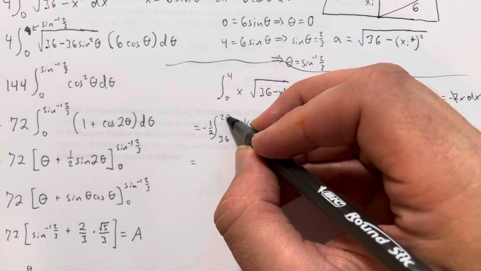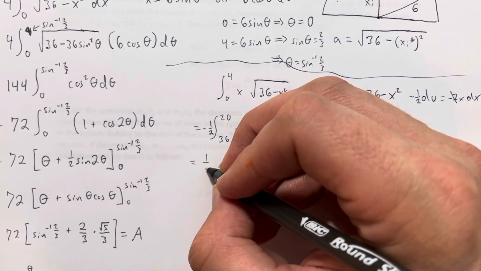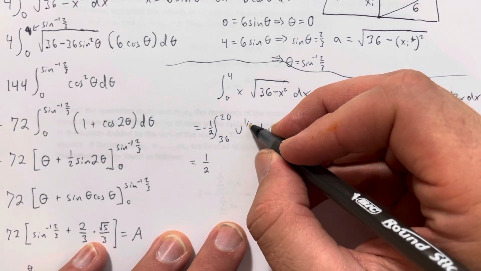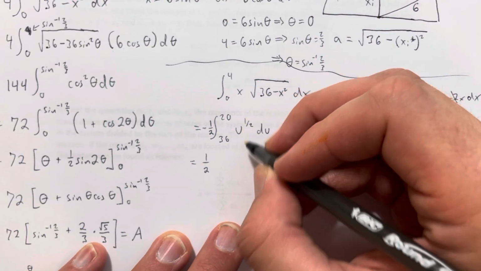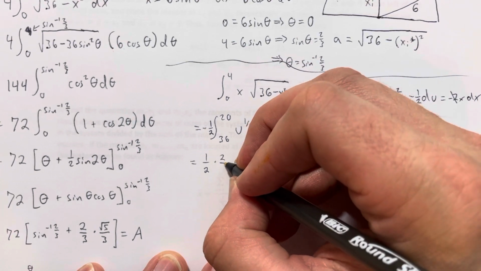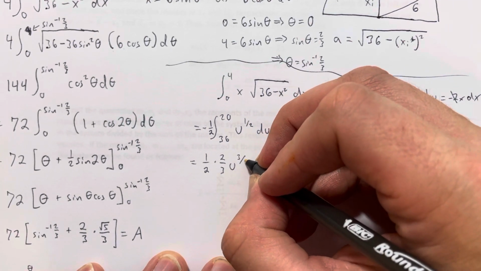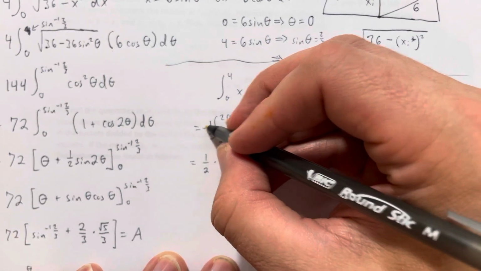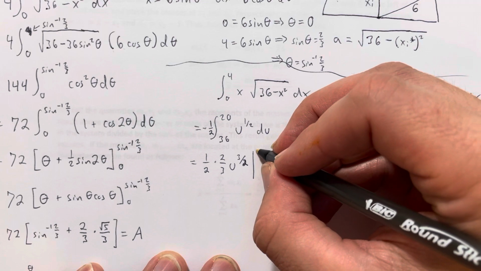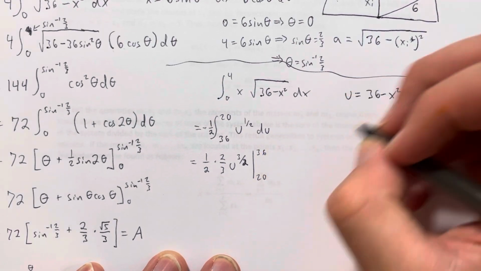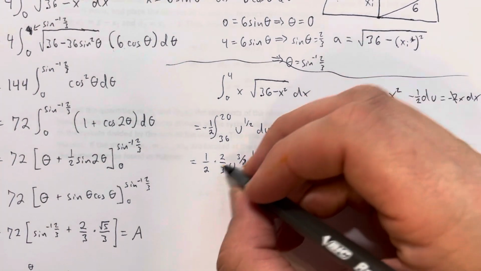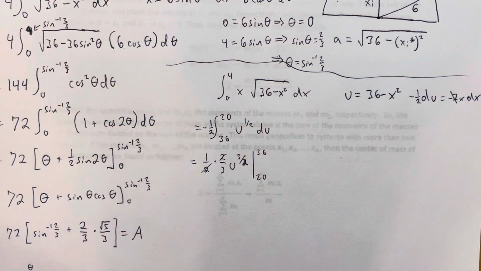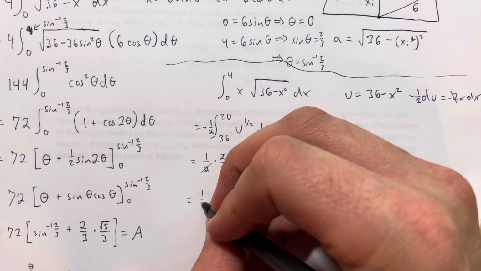Let me use the negative to flip the limits here so that I get a positive 1/2. And then when I take my integral, I'm going to get 2/3 times u to the 3/2. So times 2/3 u to the 3 halves. And because I used my negative here to flip the limits, I'm going to get 36 and 20. Okay? Notice that the 1/2 and the 2/3 cancel partially, and I get a 1/3 out of that. So I'm going to end up with 1/3.